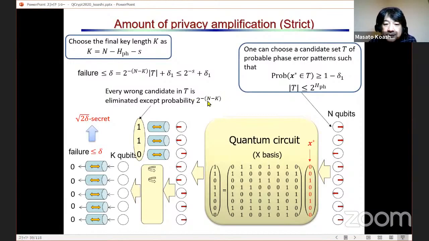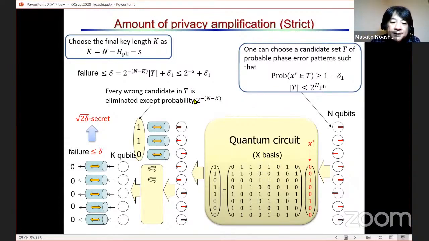So this is surely true if this matrix is chosen in a uniformly random way. But in an actual application, it doesn't do that. It just picks from a small set of candidate matrices. But still, this condition holds if the choice of this matrix is universal two.